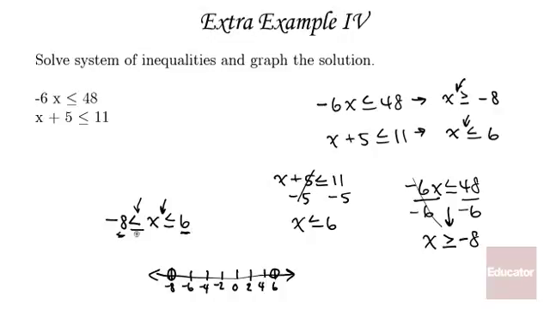Now this equal sign tells me that x could equal -8. So then I'm going to color in -8 because colored in means that could be a value. And it could also equal 6. So I'm also going to color in the circle for 6. And then what this system of inequalities is telling us is that x can be anything in between. So I'm going to color in everything in between.